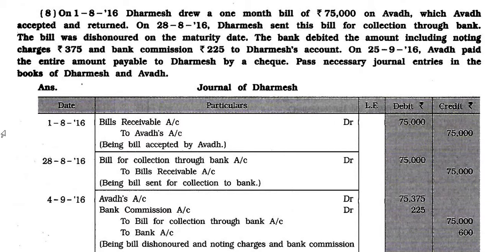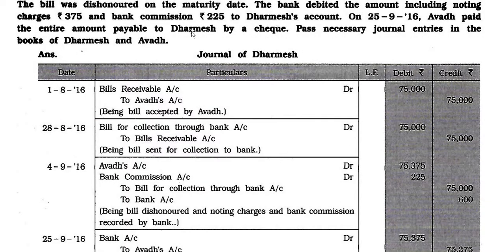Answer part. First of all, we write the journal entry in the journal of Dharmesh. 1/8/2016, bills receivable account debit 75,000 to Awadh's account 75,000, being bill accepted by Awadh. 28/8/2016, bill for collection through bank account debit 75,000 to bills receivable account 75,000, being bill sent for collection to bank.